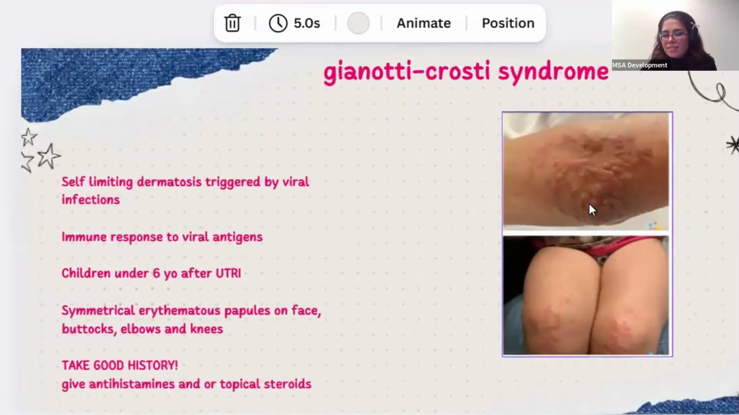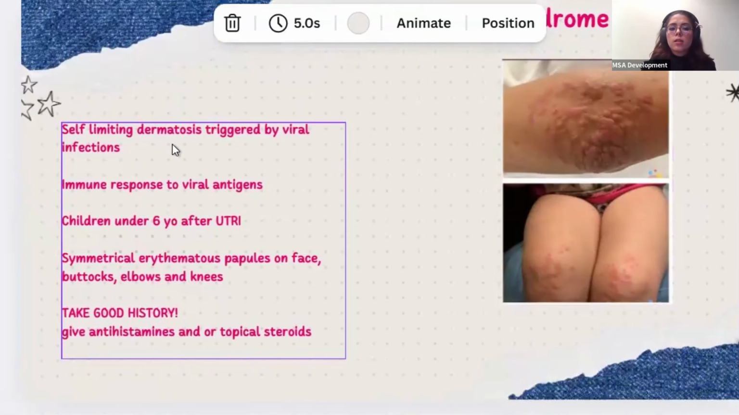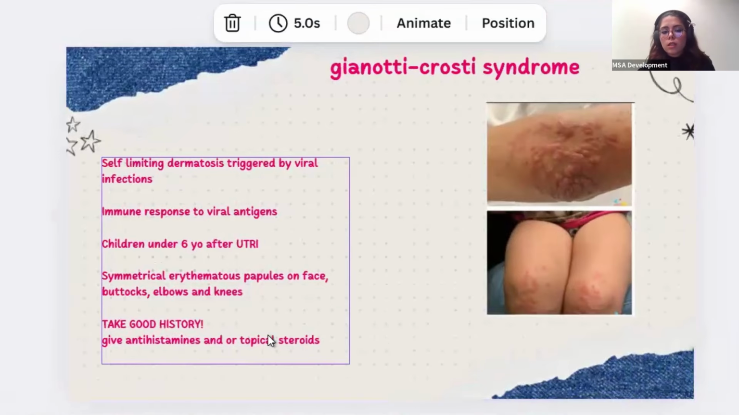Okay, Gianotti-Crosti syndrome. It looks gnarly. It looks weird. Okay, it's a self-limiting dermatosis triggered by viral infections, an immune response to viral antigens. Children under 6 years old after an upper respiratory tract infection. Symmetrical erythematous papules on face, buttocks, and elbows. You take a good history, okay? If the parents are telling you the kid had a viral infection a few days ago, it's most likely this, okay? Especially if they come with this skin lesion, okay?